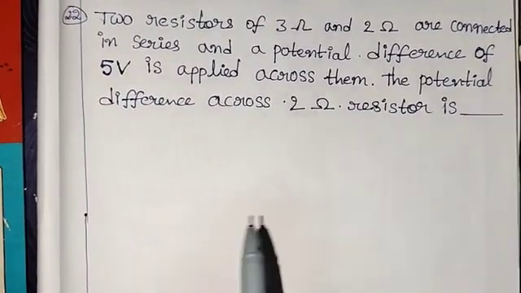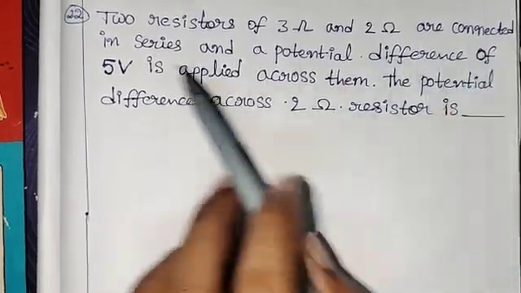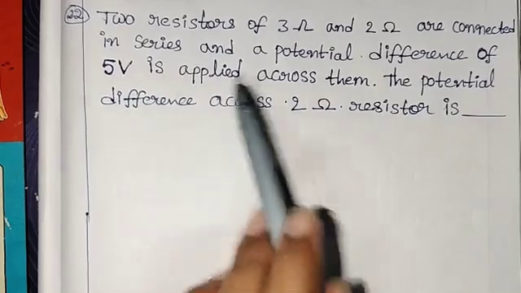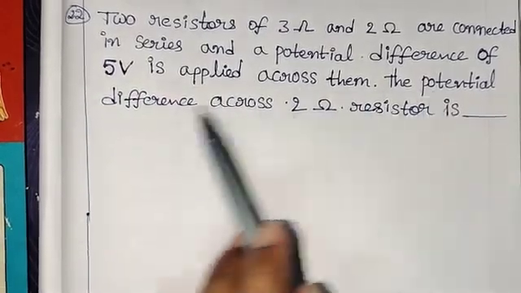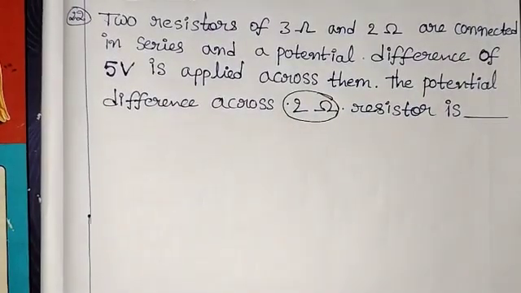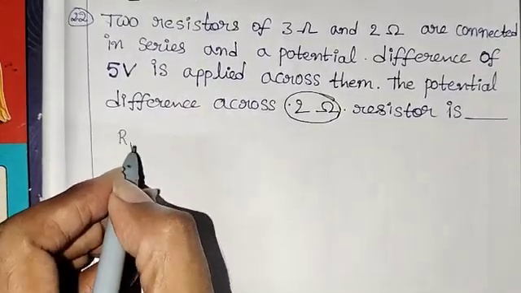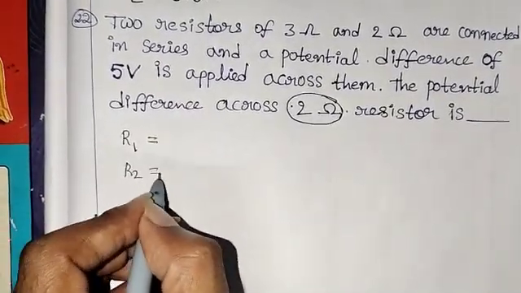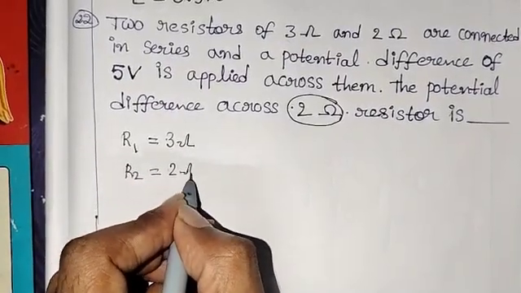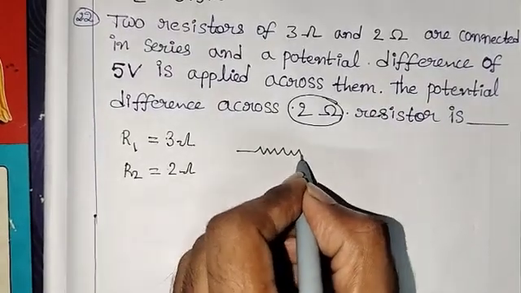Next one, very important question. Two resistors of 3 ohms and 2 ohms are connected in series, okay, and a potential difference of 5 volt is applied across them. The potential difference across 2 ohm resistor is the question. So here two resistors of 3 ohm and 2 ohm. So R1, resistor 1, resistor 2, R2. So R1 is equal to 3 ohms, R2 is equal to 2 ohms, connected in series.